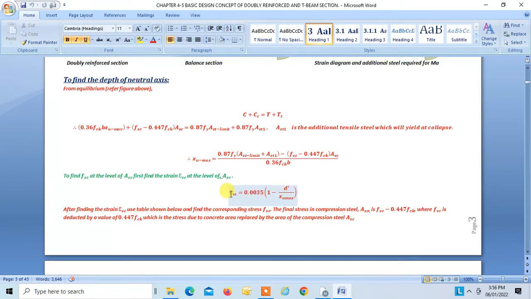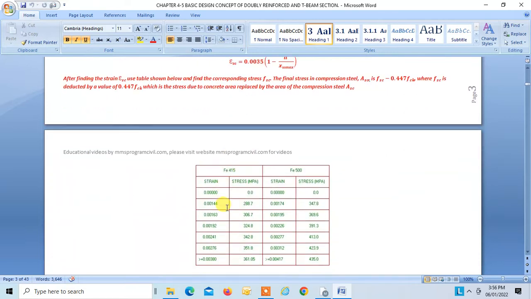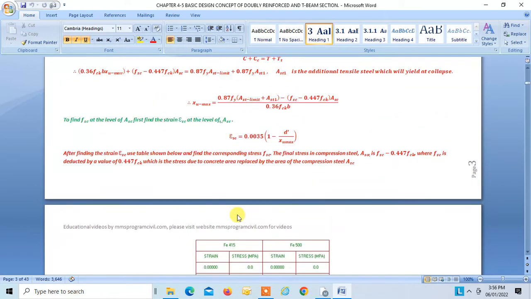Once you find your strain, then you can find the corresponding stress. If it is Fe415, you can use this table; that is, for the known strain, you can find the stress. And if it is Fe500, for known strain, you can find the stress. And for intermediate values, you can do the interpolation. So this is how you can find your FSC, that is stress in compression steel. Okay. So after finding the strain in compression steel, you can use the table shown below for finding FSC.